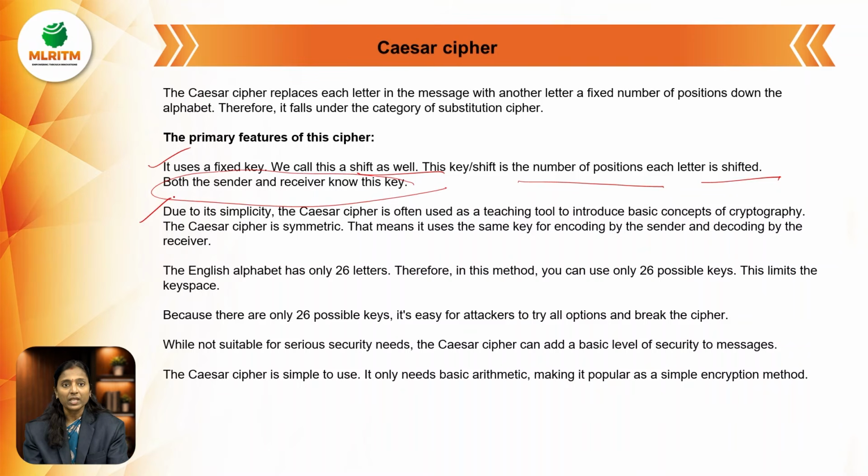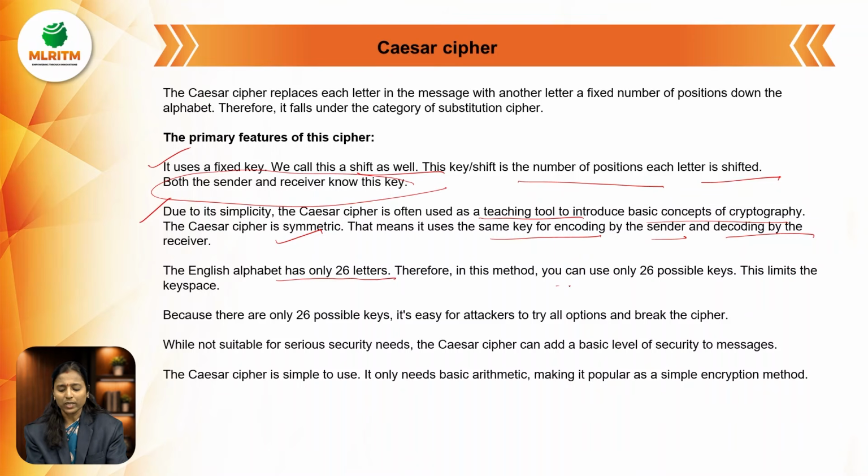The next one is that, due to its simplicity, the Caesar cipher is used as a teaching tool for the basic concepts of cryptography. The Caesar cipher is symmetric, which means it uses the same key for encoding by the sender and decoding by the receiver. The same key is given to both the sender and the receiver. In the English alphabet, there are only 26 letters.